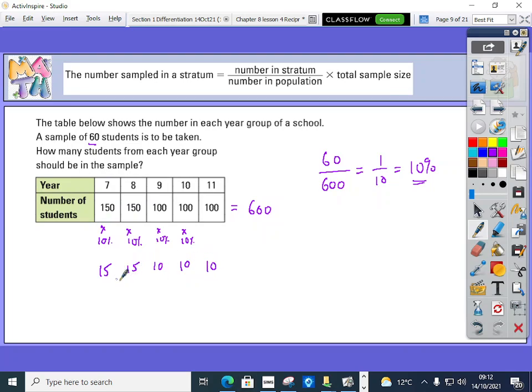The last thing you need to check is, so those are each of my samples that I'm going to take, does this add up to my total sample size? 15 and 15 is 30, 40, 50, 60. Happy days.